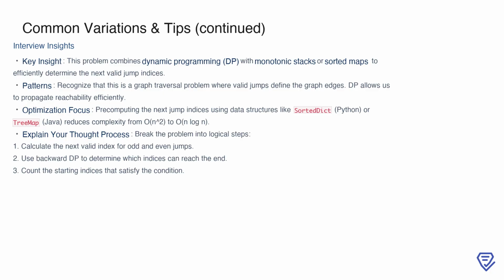When explaining this problem, break your process into clear steps. First, calculate the next valid index for both odd and even jumps. Second, use backward dynamic programming to determine which indices can reach the end. And finally, count the starting indices that meet the condition. This structured approach not only solves the problem efficiently but also demonstrates a clear thought process.